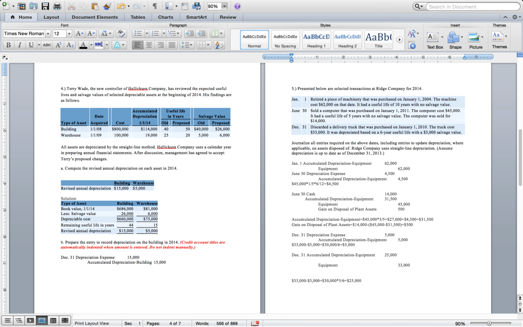Now, by looking at this, I see the equipment was worth $33,000. And when we discard it, we only had total cumulative depreciation of $25,000. So now we got a debit loss on disposal of plant assets. Okay, which would be the difference. Take the $33,000 minus $25,000. You lost $8,000 here.